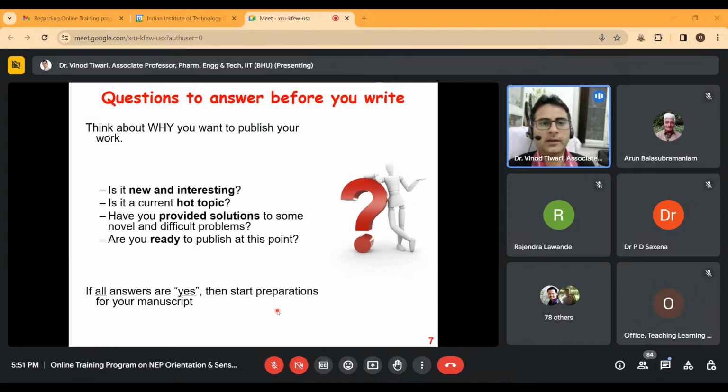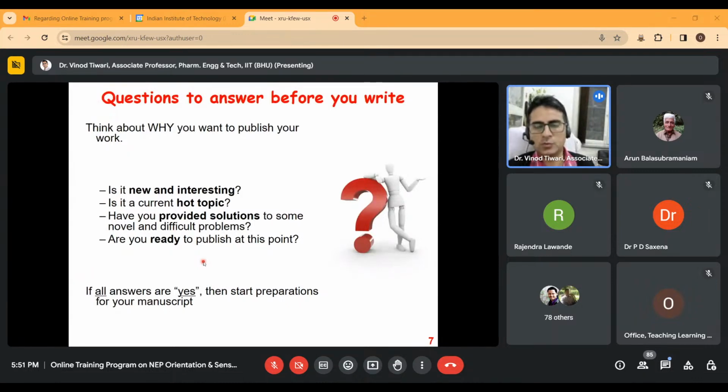Whether the scientists who are working in that area, will it add to their knowledge? Is it a current hot topic? Have you provided the solution to some of the novel and difficult problems? So these questions you should ask, and then finally you should ask, are you ready to publish at this point?